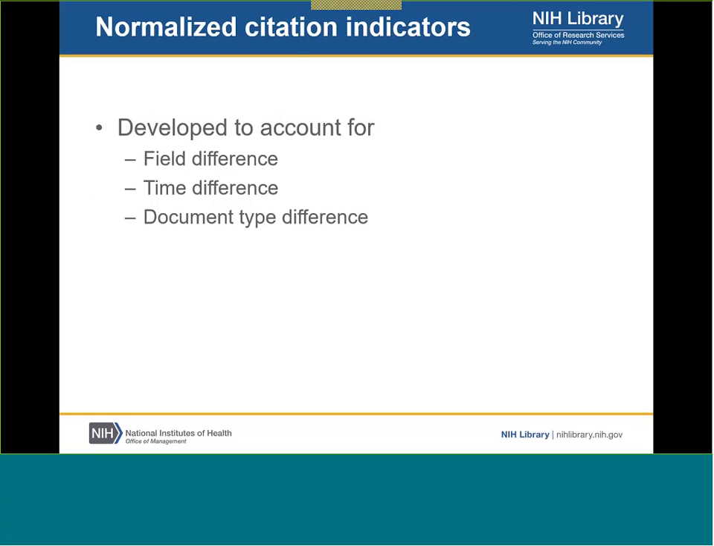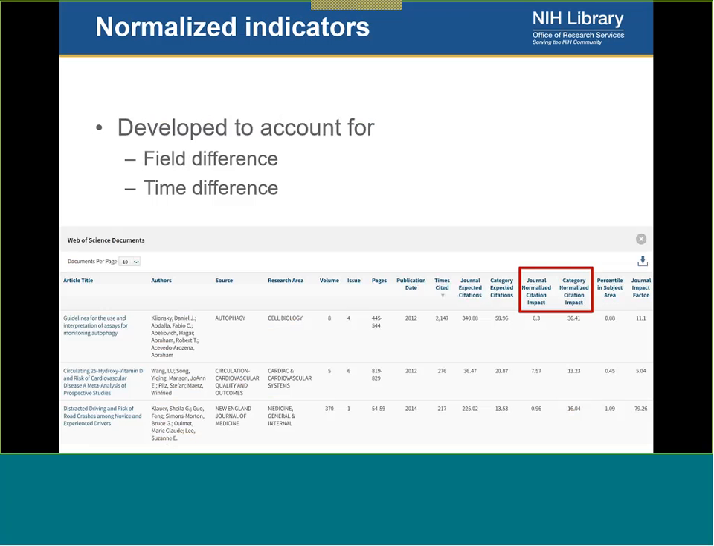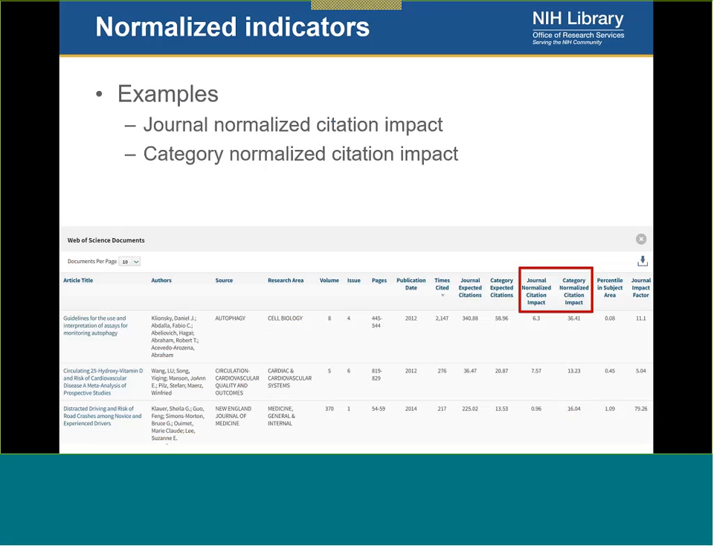Okay, so that's why we have to look at the normalized citation indicators. These normalized citation indicators are developed to account for specific things. First, field difference. Second, time difference. And then the third one is document type difference. Okay, so I'd like to share some examples with you. Two of the examples are journal normalized citation impact and category normalized citation impact.